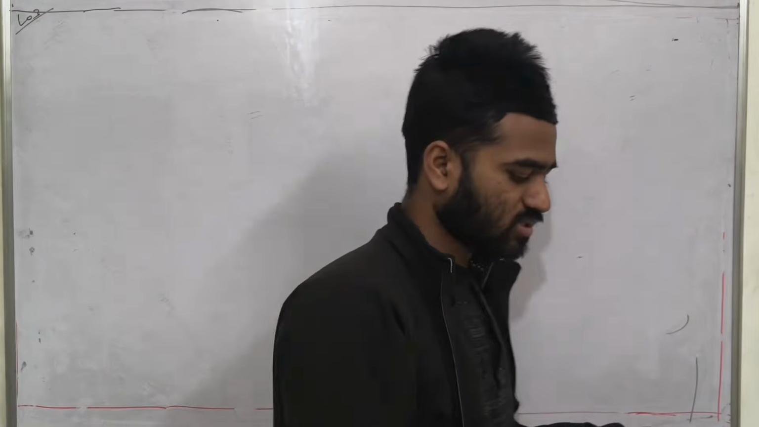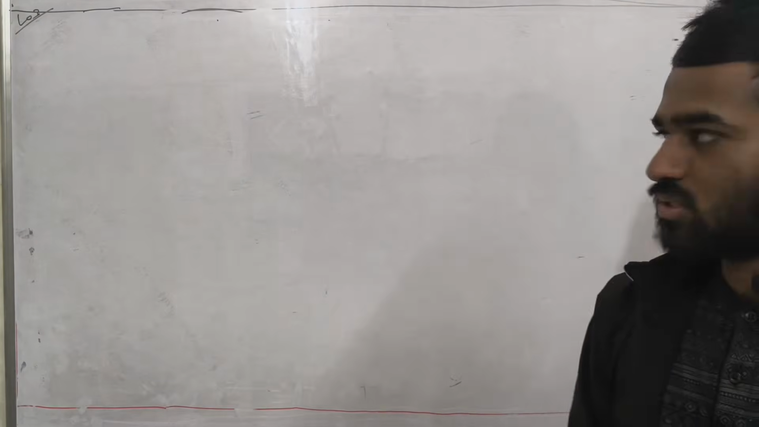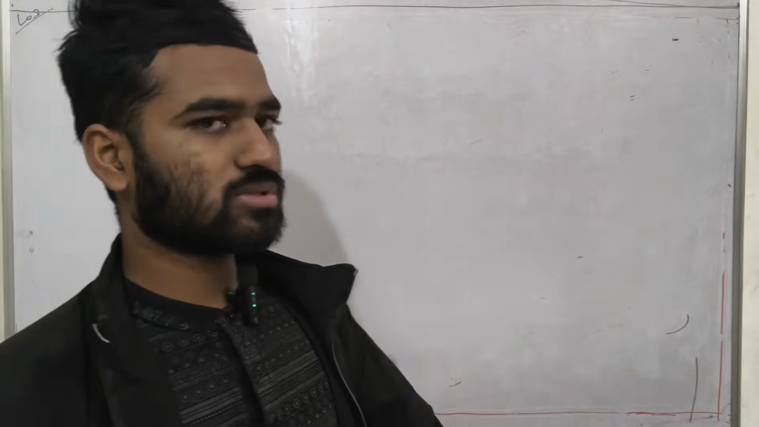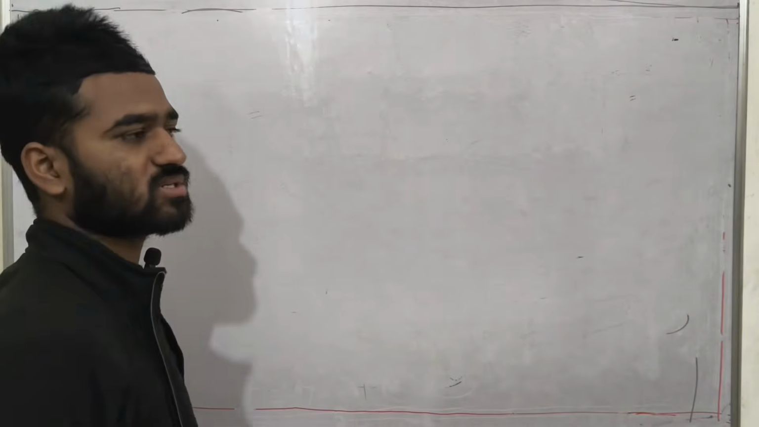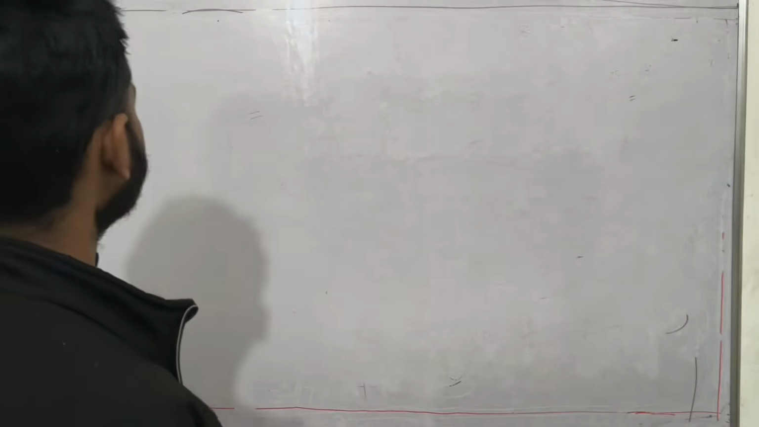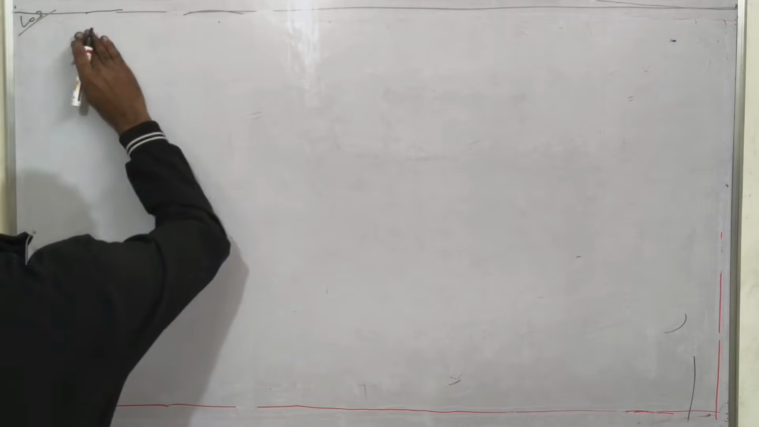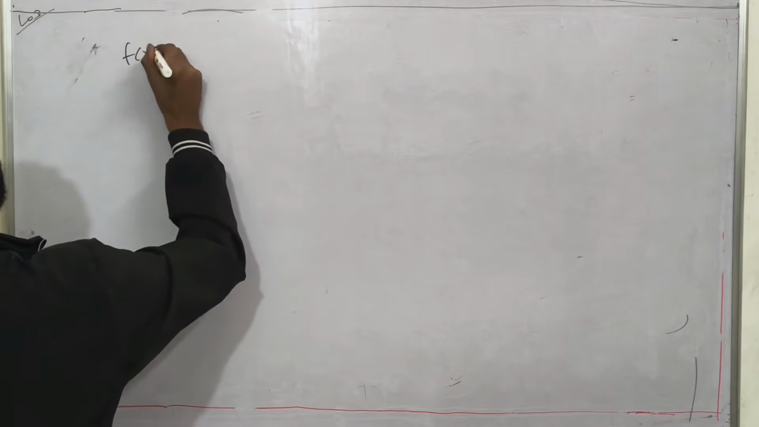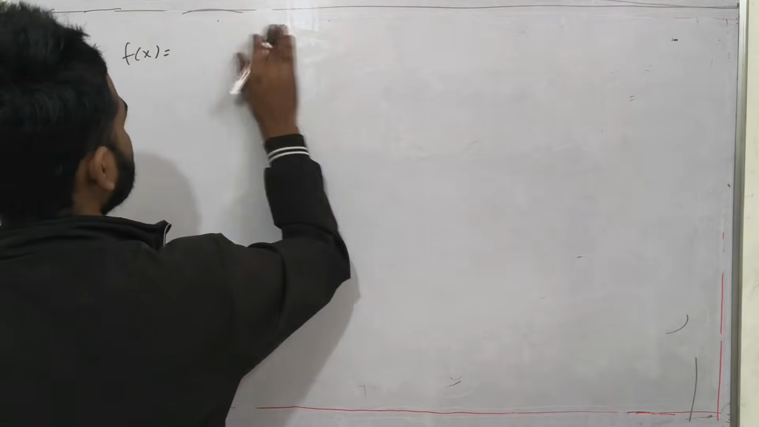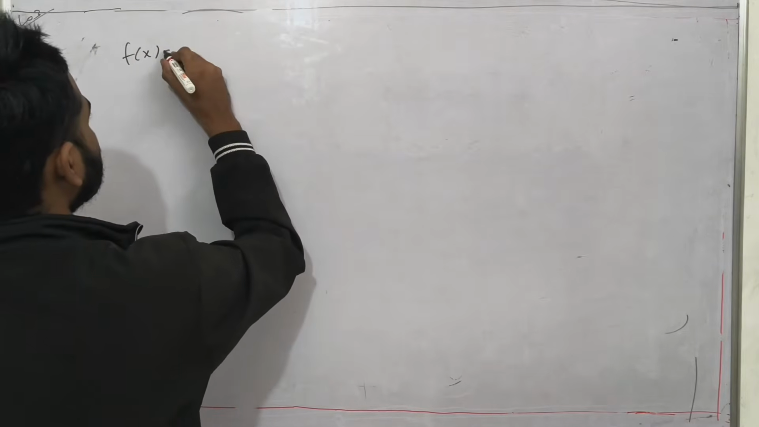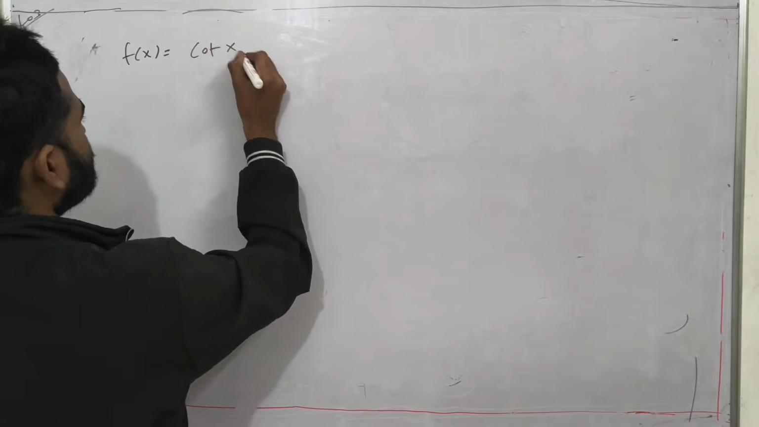So this is how we use this rule. Again, can we use this rule if either of the limits doesn't exist? Let's take an example: f(x) equals cot x.